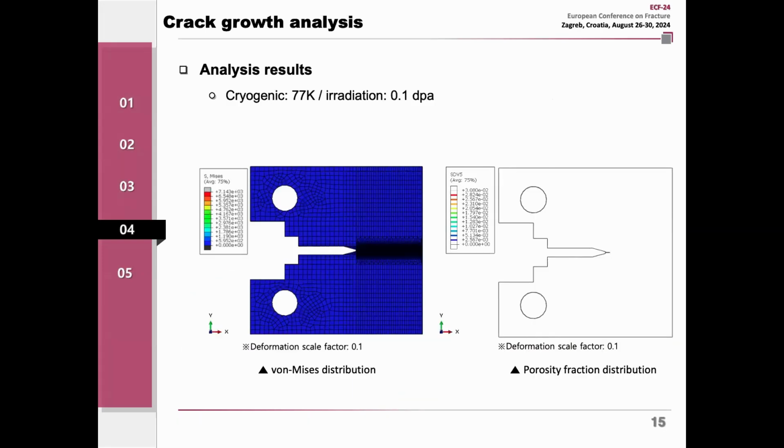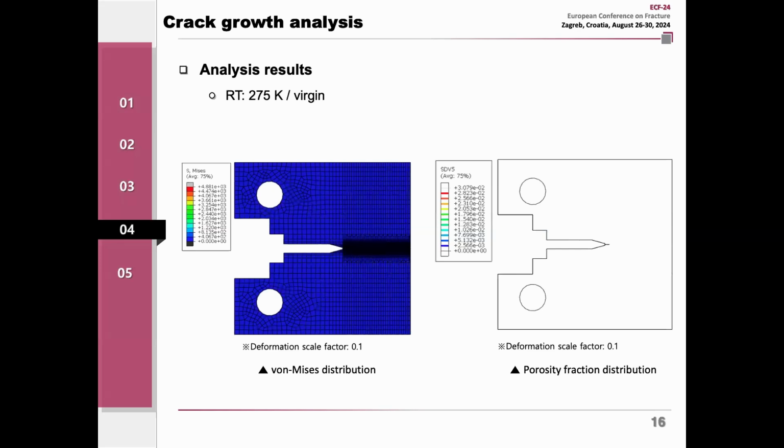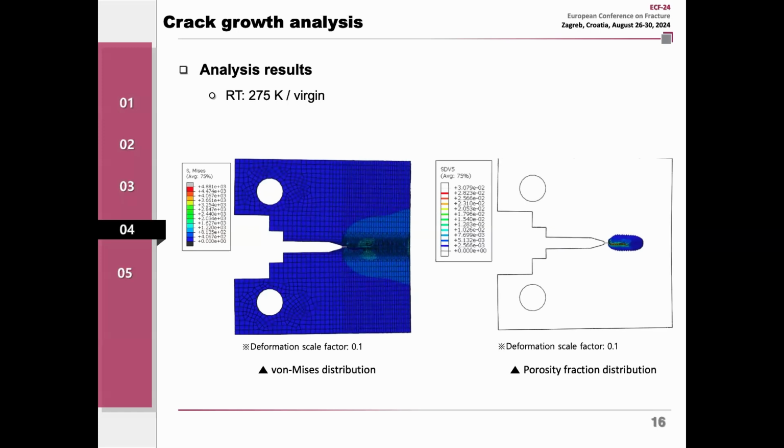This is another result, under cryogenic, 77 Kelvin, and irradiation conditions, 10% dpa. As the tensile load reached specific values, the crack growth was simulated, and the porous fraction distribution you can also confirm. Additionally, room temperature and virgin conditions were also applied. Please see the simulation videos. You can see the porosity growth, creation, and the failure.